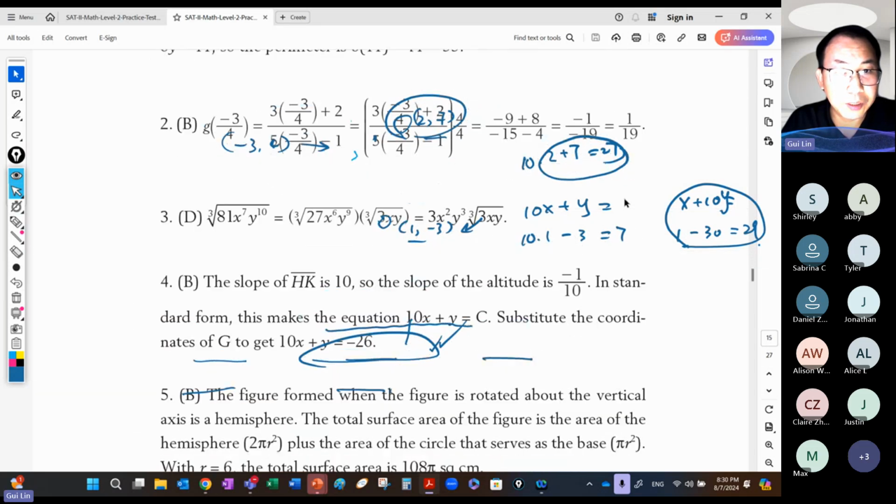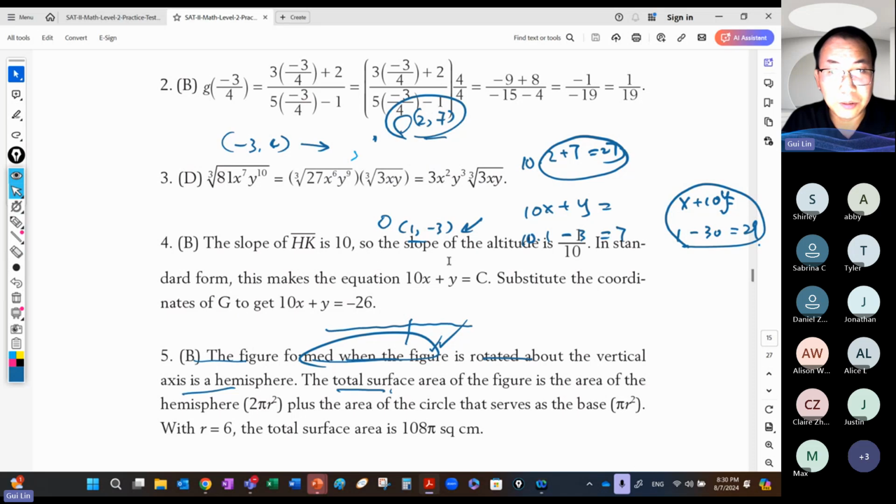Let's see number 4 here. The slope of HK is 10. So the answer will be B. Substitute the coordinate of G to get 10x plus y equal to negative 26. So it passes through G, right? Substitute the coordinate of G to get the equation. The slope is 10, and it passes through a point, so we can get the slope.